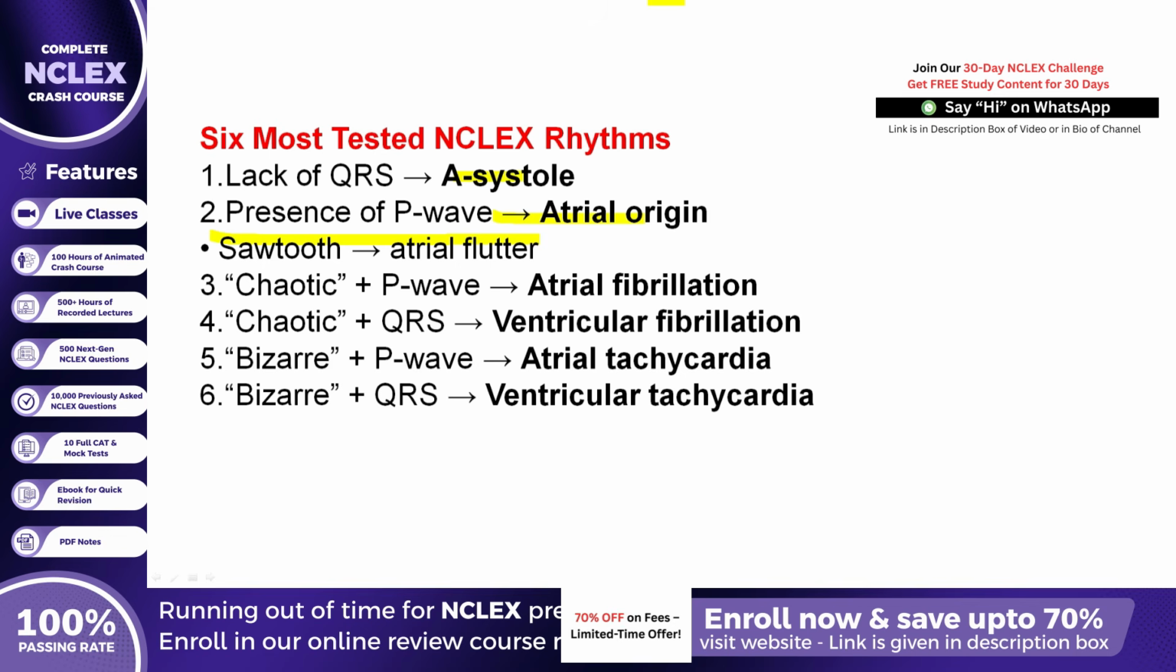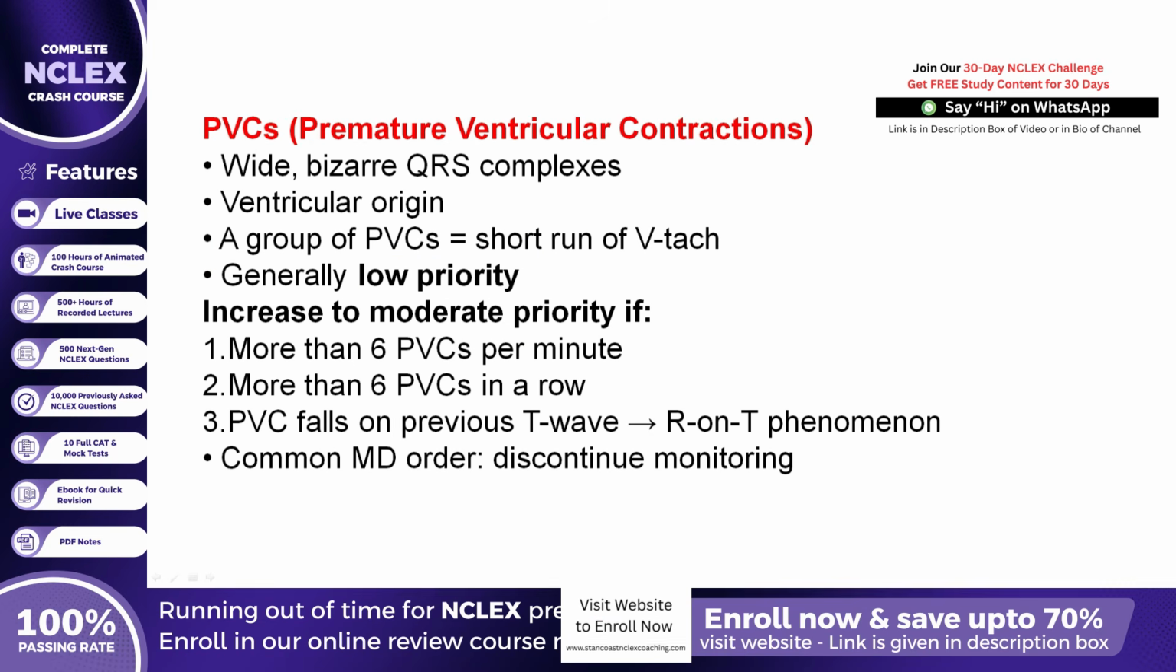Finally, let us talk about premature ventricular contractions. These are characterized by wide, bizarre QRS complexes, and they have a ventricular origin. When you see a group of PVCs, that indicates a short run of ventricular tachycardia. And in most situations, they are generally a low priority. However, they increase to a moderate priority if there are more than 6 PVCs per minute, more than 6 PVCs in a row, or if a PVC falls on the previous T wave, which is known as the R on T phenomenon. And a common medical order in these cases is to discontinue monitoring.